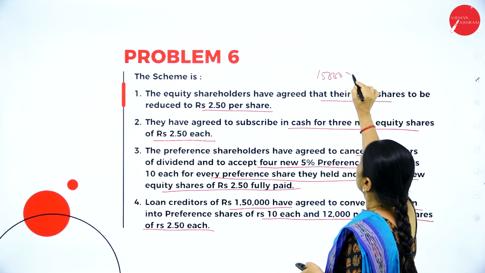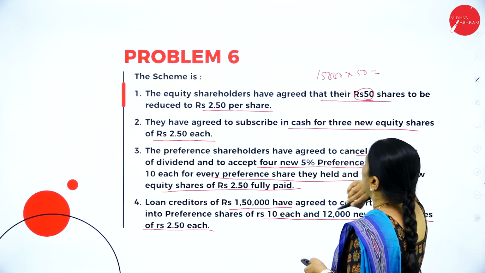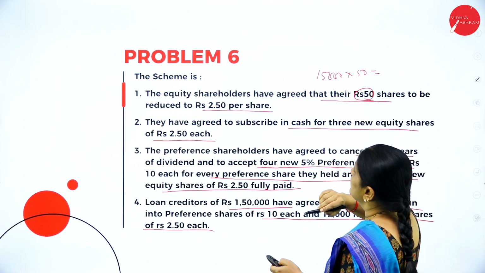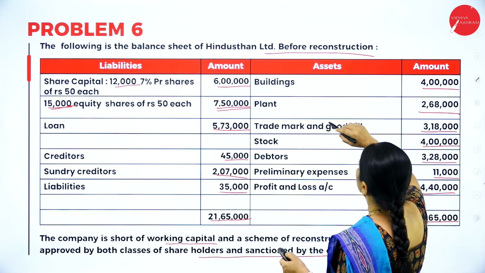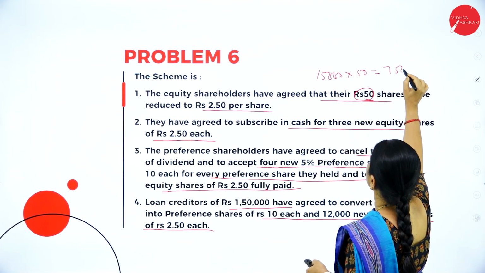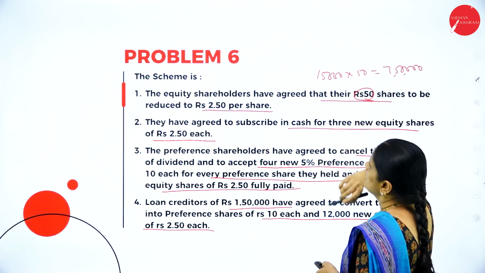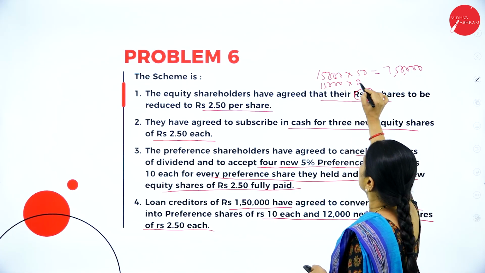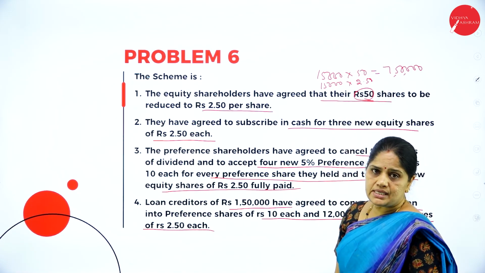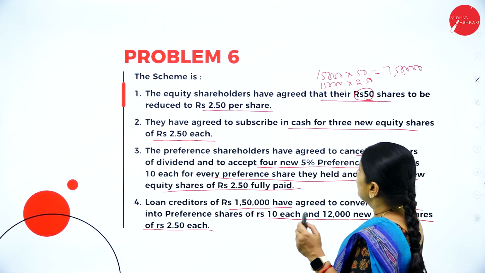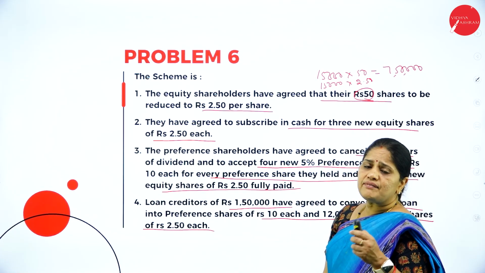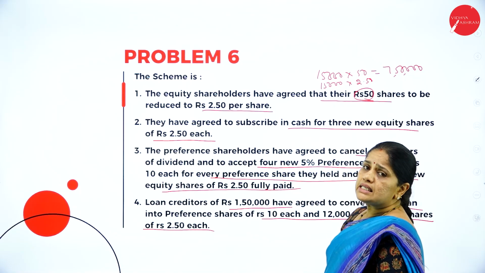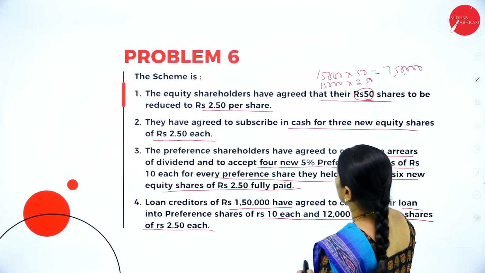So 15,000 into 50. How much is it? Into 50 is 7,50,000. Now, they are reducing it to 2 rupees 50 paisa. That means from each share, 47 rupees 50 paisa is going to the capital reduction account.